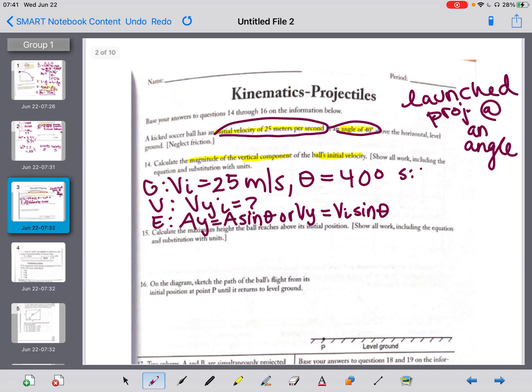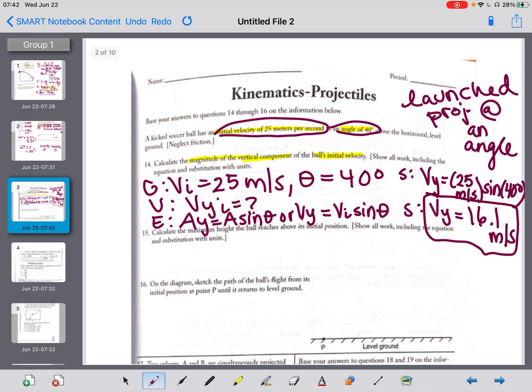Remember, you want to keep your units in there. So I'm going to put VY equals 25 meters per second times the sine of 40 degrees. Again, your calculator should be in degrees. If it's not, your answer is definitely going to be wrong. You do not want it to be in radians. So 25 times the sine of 40, and you get an answer of 16.1 meters per second. Okay? Again, this Regents is not going to be asking you to round in a particular spot, so you'll be okay.